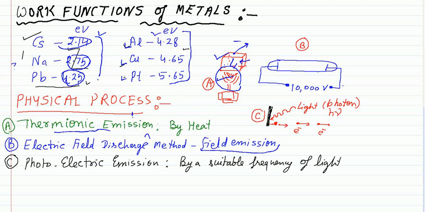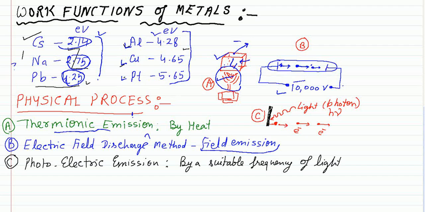When we apply a higher voltage, an electric discharge takes place inside the tube, and as a result that energy is used to eject the electron from the surface of the metal. An electron basically ejects from the metal surface in the presence of an electric discharge.